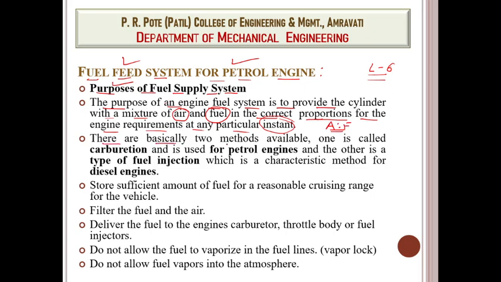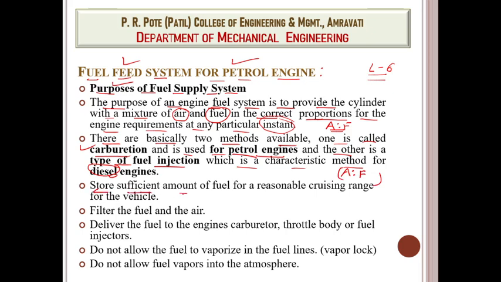There are basically two methods available. One is called the carburation method, used for petrol engines, and the other is fuel injection, which is the characteristic method of diesel engines. So fuel injection is used in diesel and carburation is used in a petrol engine, guys, for air-fuel mixture purposes.